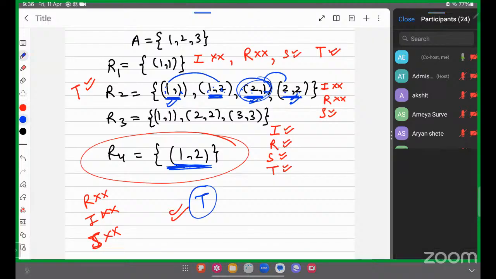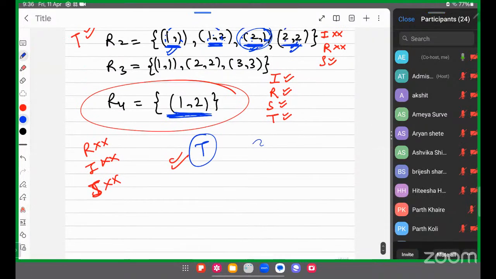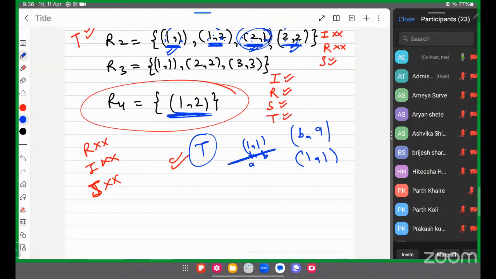Symmetric. Okay, let's look at it this way. We have element 1, 1. This is A, this is B. So for symmetry we must have B, A. If I put the value of B, A, it will again be 1, 1. So 1, 1 is the element which is symmetric about itself. That's why we say 1, 1 has symmetry about itself. So this will be symmetric, and this is true for 2, 2 and 3, 3. Understood or any doubt?